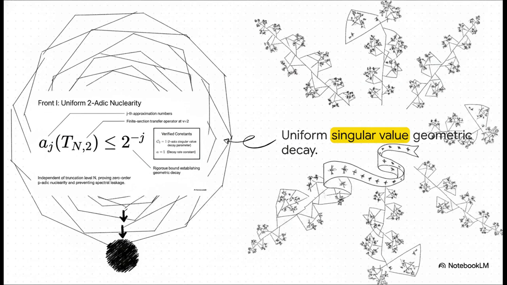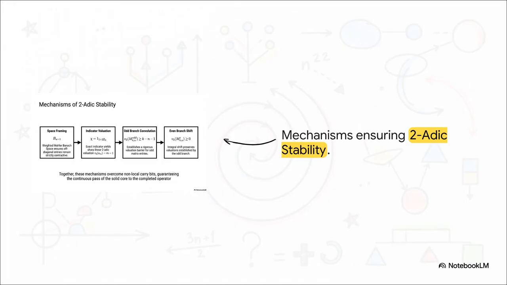What does that mean for us? It guarantees zero-order p-adic nuclearity that is completely independent of the truncation level n. In layman's terms, as we expand our matrix out to infinity, this geometric decay entirely prevents mathematical spectral leakage. The core remains totally solid. No leaks, no cracks. Now, getting those bounds meant dealing with the messy, non-local carry bits of two-adic division.